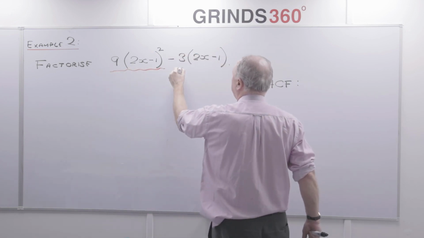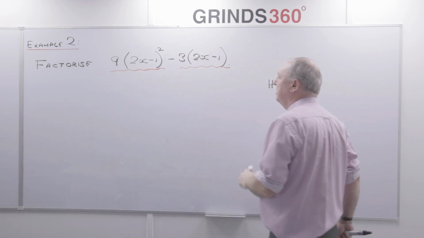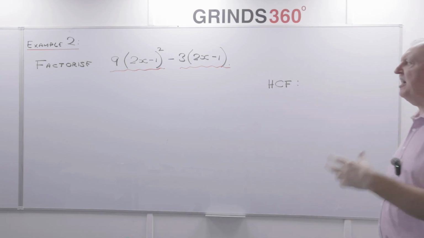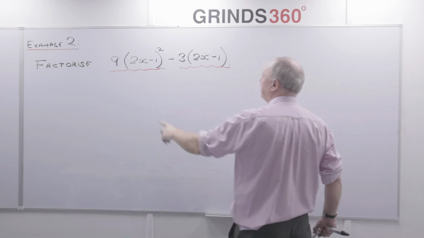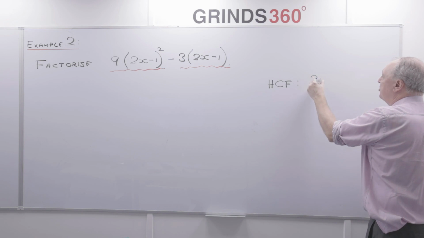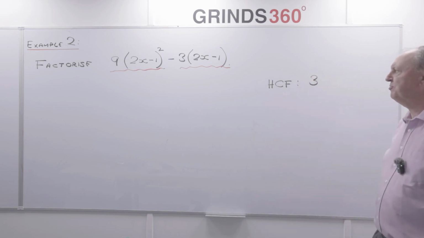Separated by a minus, here is my second term. Ask yourself, in the first term and the second term, what is the highest number that divides into both numbers. The highest number that divides into both numbers is 3. That's the first part of my HCF.